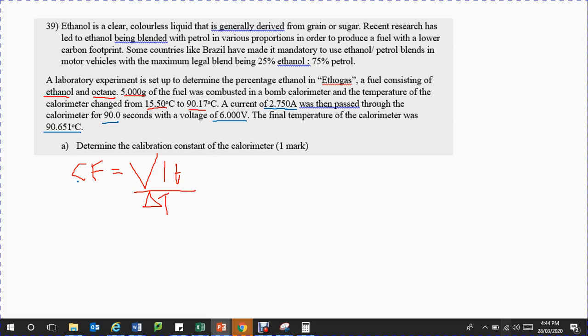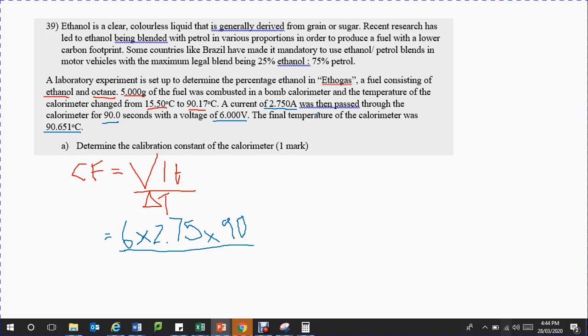So to work out our calibration factor, we do voltage multiplied by current multiplied by the time divided by the change in temperature, when they were doing that calibration. So all we need to do is take the values from the information. So we've got our voltage of 6 times 2.75, and that was done for 90 seconds. Remember, time is always in seconds. Divide by the change in temperature.